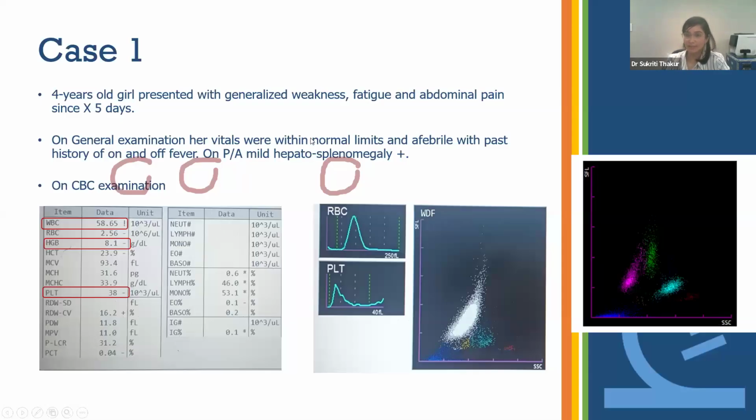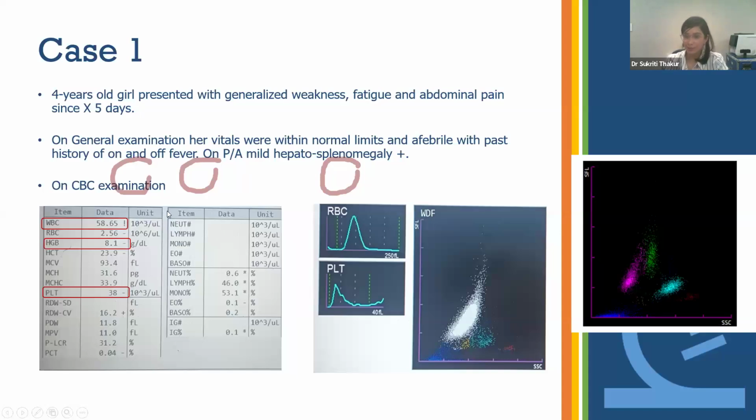Now, why is the history important in these cases? I can see it's a history of only 5 days. It's an acute onset. The patient is not suffering from something for months or years. It's just an acute illness which I have to look into. So this is very important.